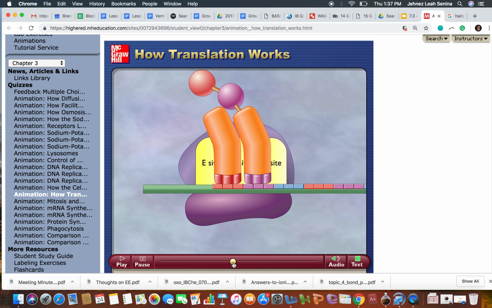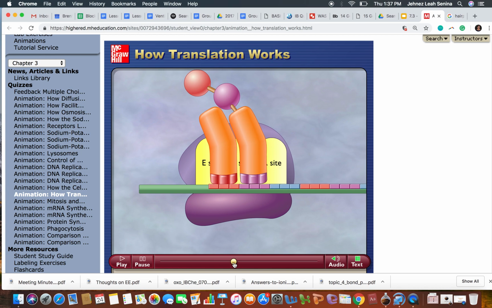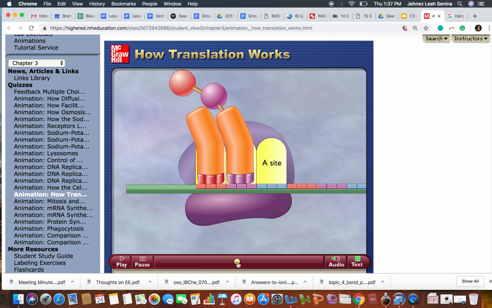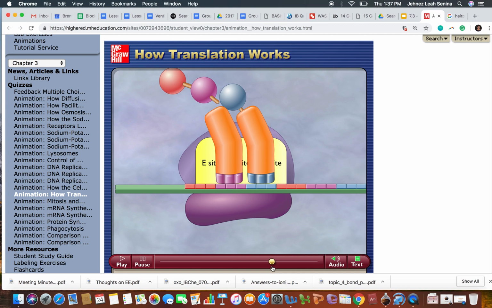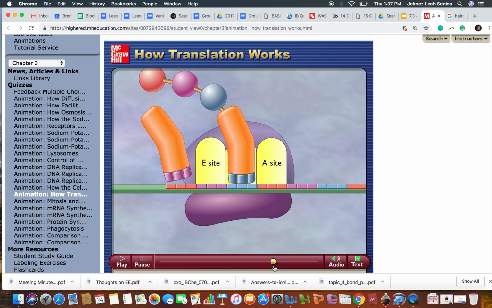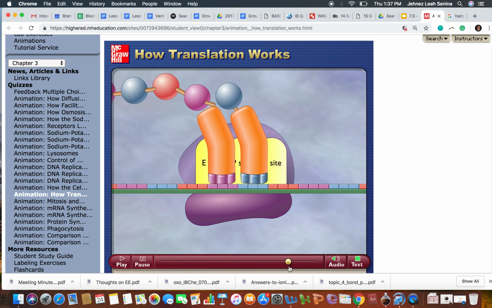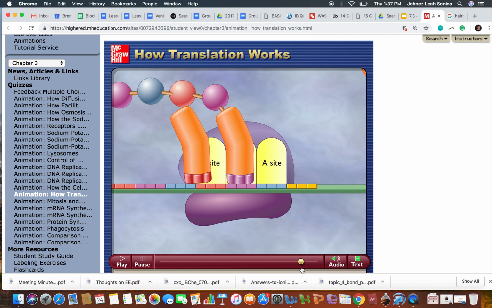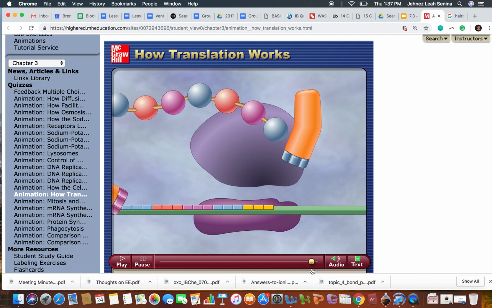And the first tRNA is now released as it moves to the E site. So you can think of the E site as exit. So it's released. And then as you keep translocating, as you keep reading the mRNA codon per codon, another tRNA binds again to the A site, and then a peptide bond is formed again in your 2 amino acids. It moves and it leaves. So on and so forth until you reach your stop codon.